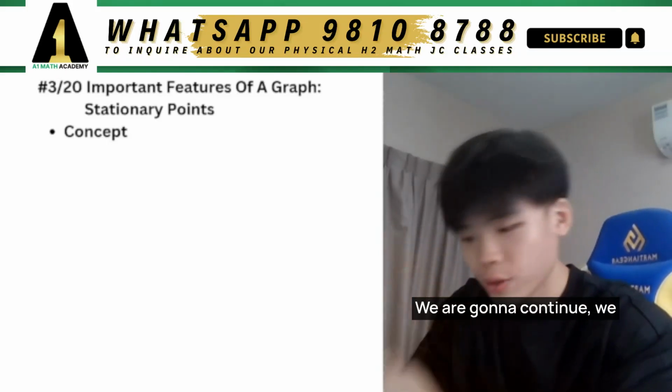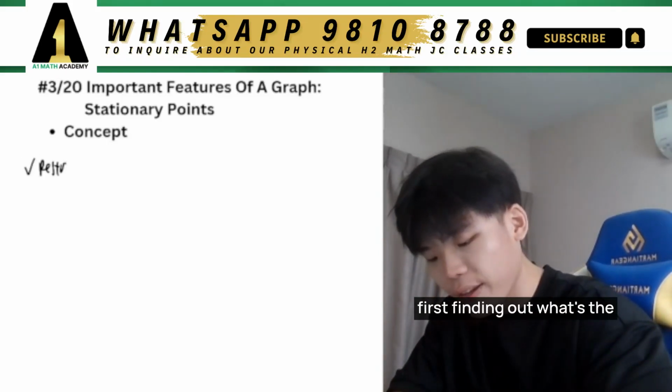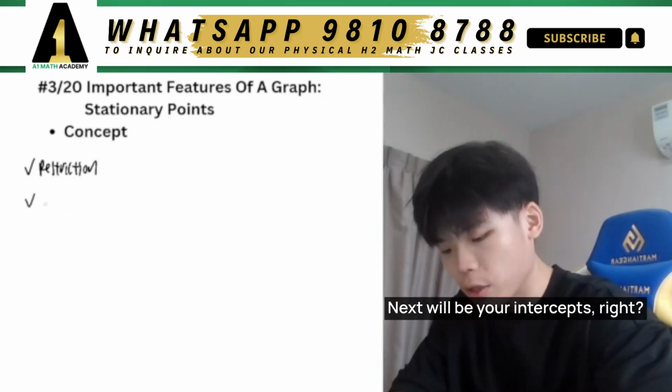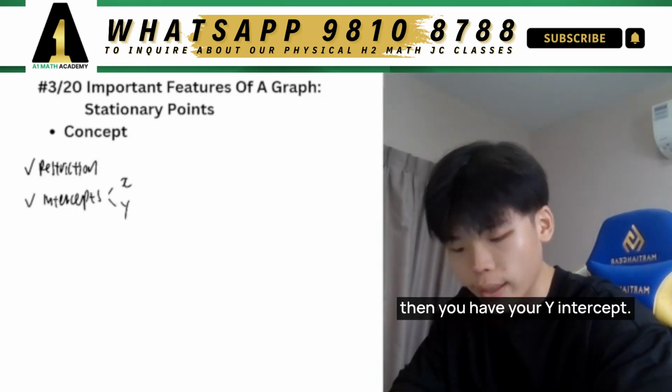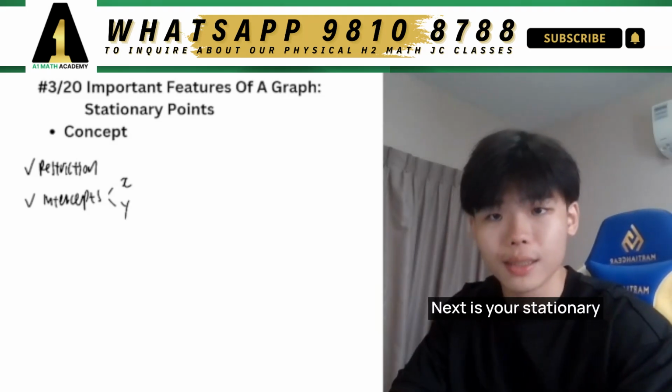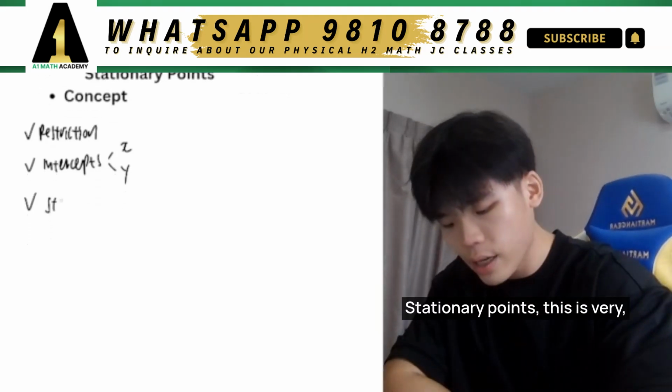We are going to continue. We talk about including, or first finding out, what's the restriction of a graph. Next will be your intercepts, right? Under your intercepts, you have your x-intercept and then your y-intercept. So far we could talk about these two. Next is your stationary points, right?